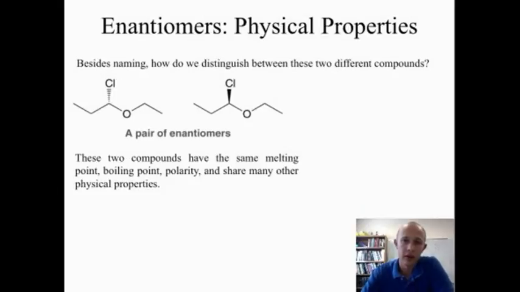Okay, so in the last video we talked about naming enantiomers and how they're different compounds, they're non-superimposable mirror images. But what's really interesting about enantiomers is that almost all their physical properties are identical. So these are a pair of enantiomers that we've talked about earlier, right? Besides giving them two different names, how would we distinguish between these two compounds, which is very difficult because they have the exact same melting point, exact same boiling point, the same polarity. They share most other physical properties.